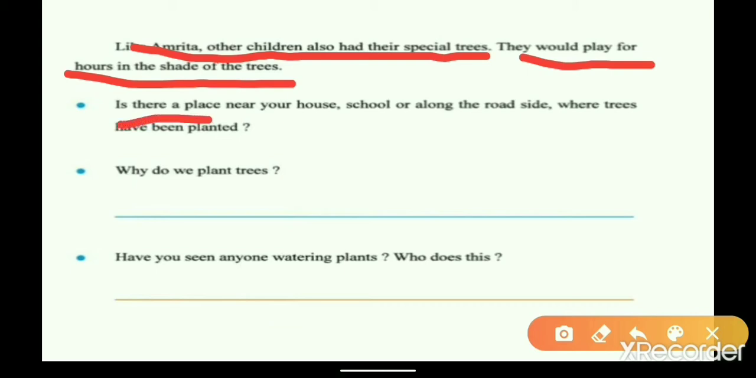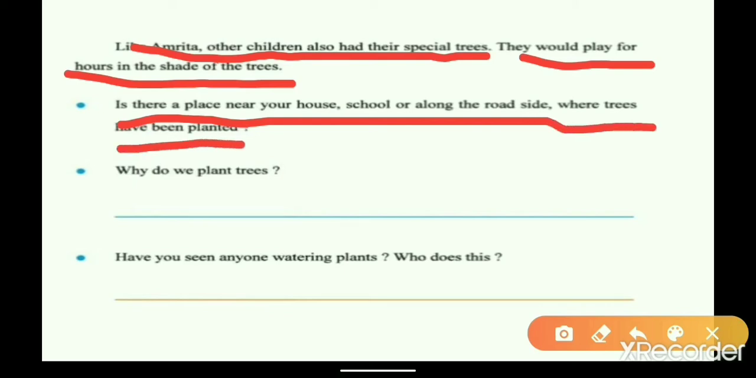Is there a place near your house, school or along the roadside where trees have been planted? Near your school or somewhere, do you see many trees planted? Yes, we see many trees planted. Why do we plant trees? Plants help to clean the air we breathe, and give us fruits, vegetables and wood. That's why we plant trees.